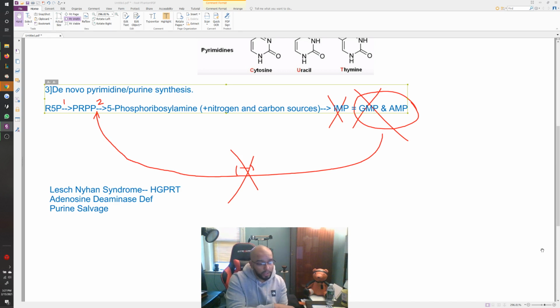PRPP, right here, would combine with either hypoxanthine or guanine using the enzyme HGPRT to recycle and remake GMP or IMP, as you can see right there in the diagram on the left half. If you have Lesch-Nyhan syndrome, you don't have HGPRT function. So what now? Well, now your guanine and hypoxanthine will become xanthine.